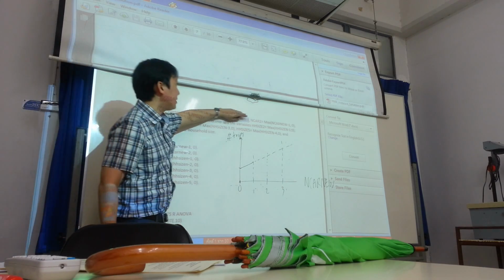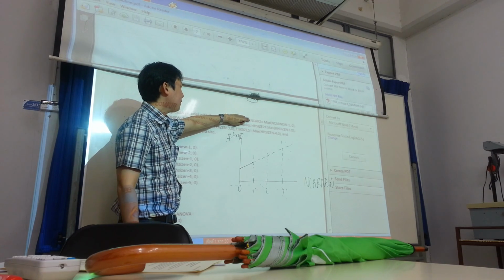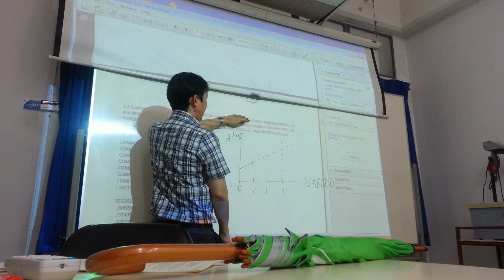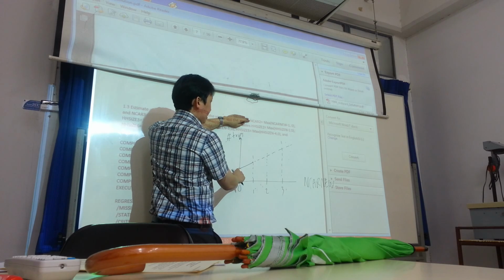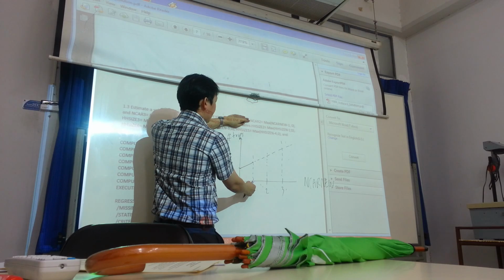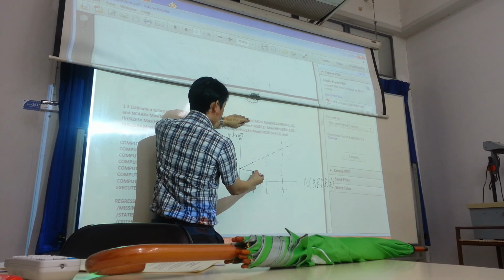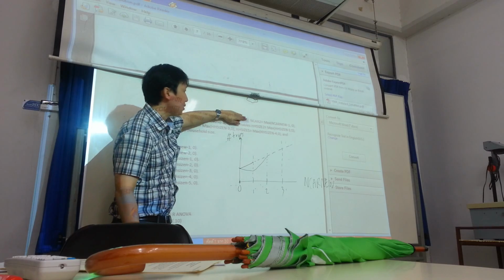So if we don't have this, then what happens? If we don't have this, then when the car increment equals 0, this becomes 0. Sorry, it's equal to the intercept, right? But then when the car increment equals 1, it's also the intercept. So that means the graph will be something like this, and that is not correct.